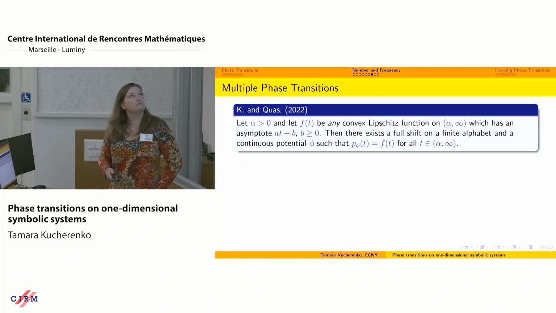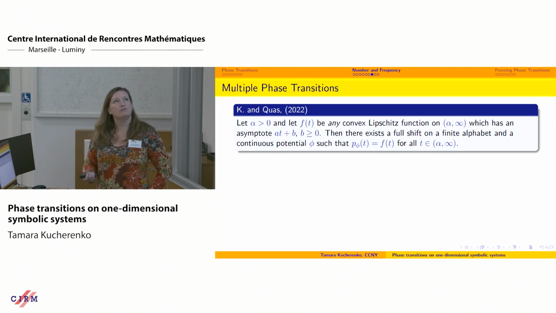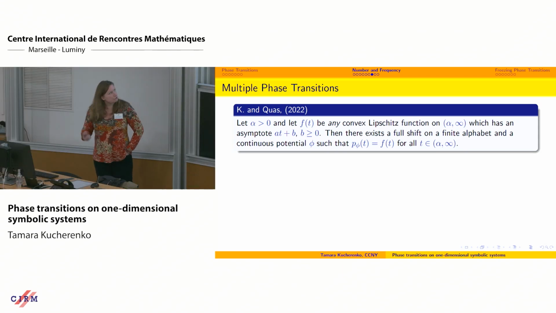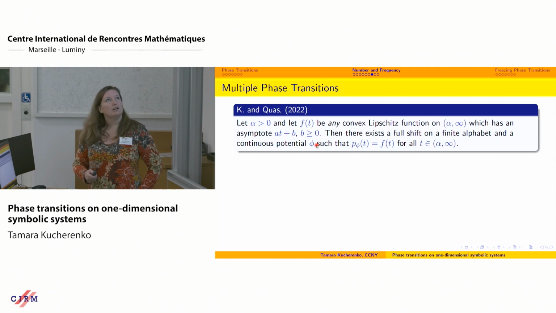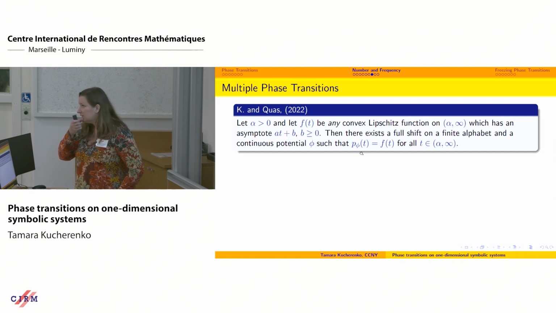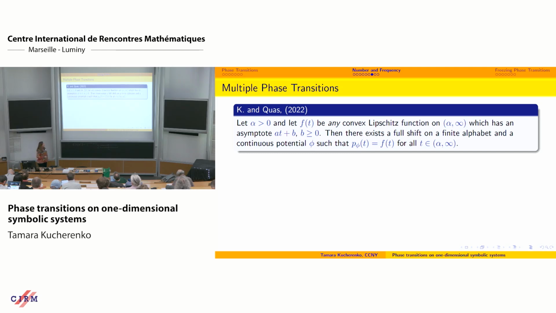Our main result is the following. Give me any convex Lipschitz function on the interval (alpha, infinity), which has a slant asymptote. Then there is a full shift and a continuous potential phi such that the pressure function of phi coincides with this given function. So this condition is if and only if: every convex Lipschitz function with an asymptote is a pressure function for some continuous potential on a shift space. So this result, of course, is much, much stronger than what we had before.